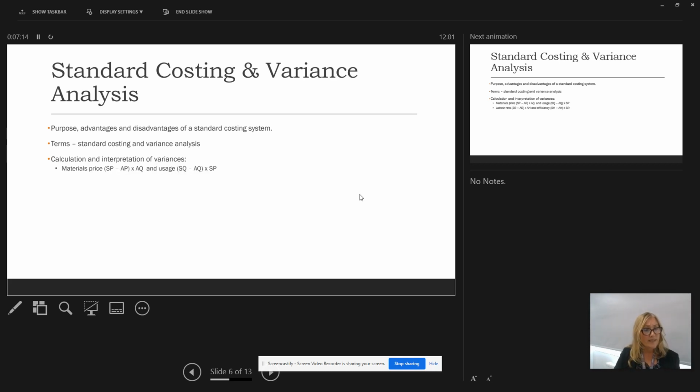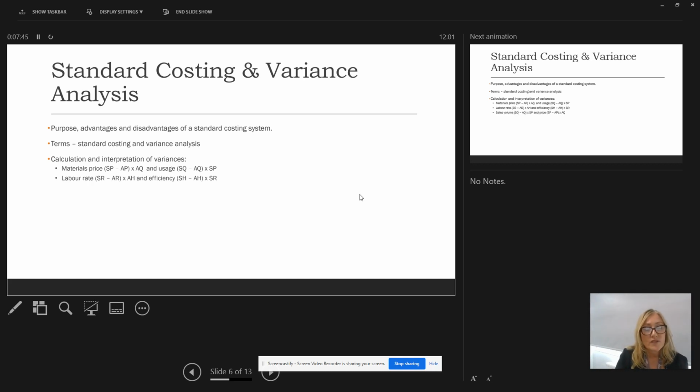So the variances you need to calculate, and a reminder of the formulas there, the materials price and the materials usage variance. Be careful when it comes to standard quantities on materials usage variance. It needs to be the standard quantity for the number of units you are actually making, not the number of units you plan to make. So if they give you the standard quantity, say for 12,000 units, but you only made 10,000, remember you need to flex that standard quantity downwards.